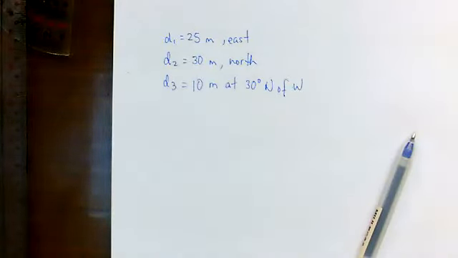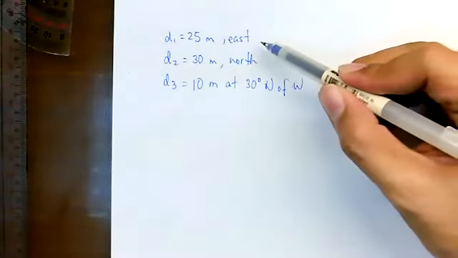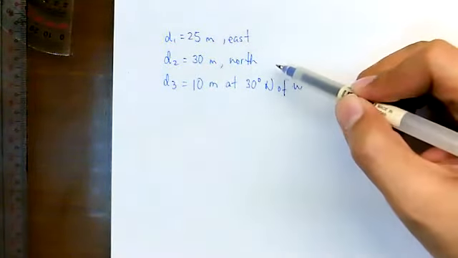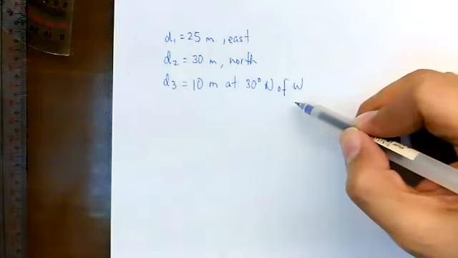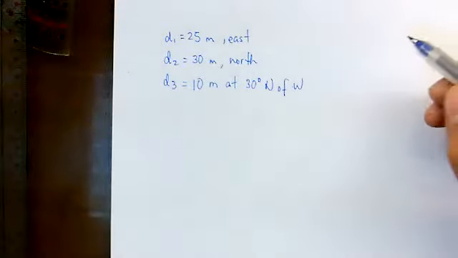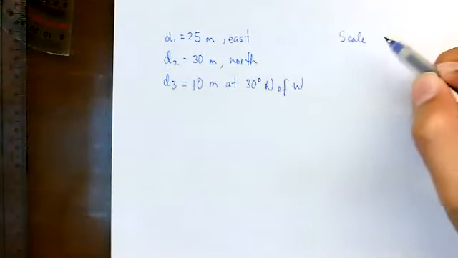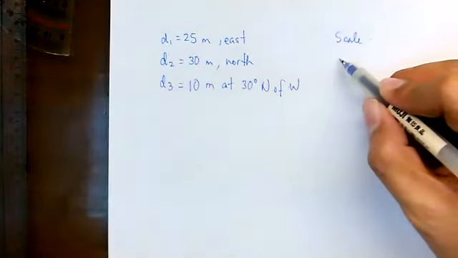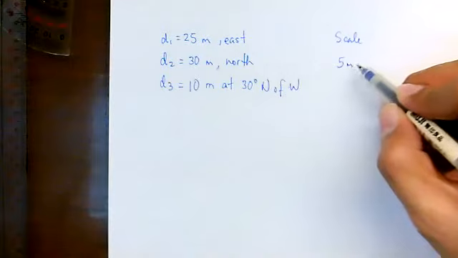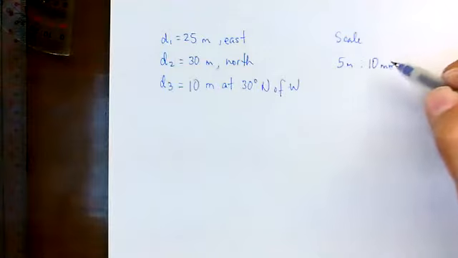Okay, good morning. We are going to have an example of the graphical method, specifically head to tail. We are given three vectors: D1, 25 meters east; D2, 30 meters north; D3 is 10 meters at 30 degrees north of west. The first thing you have to do is choose an appropriate scale. The scale will depend on your choice. Let us choose that every 5 meters will be represented by 10 millimeters on your ruler.